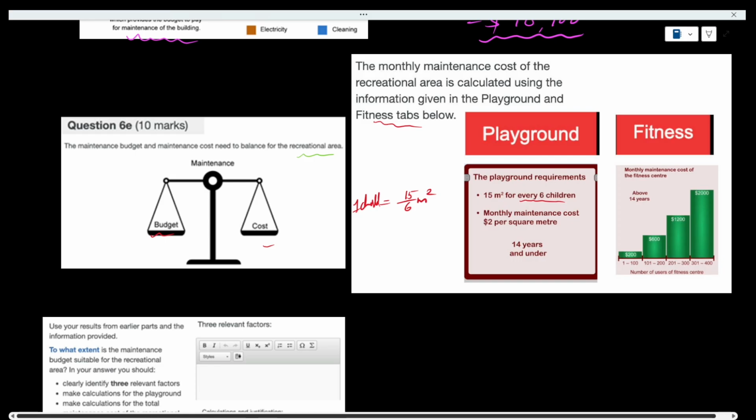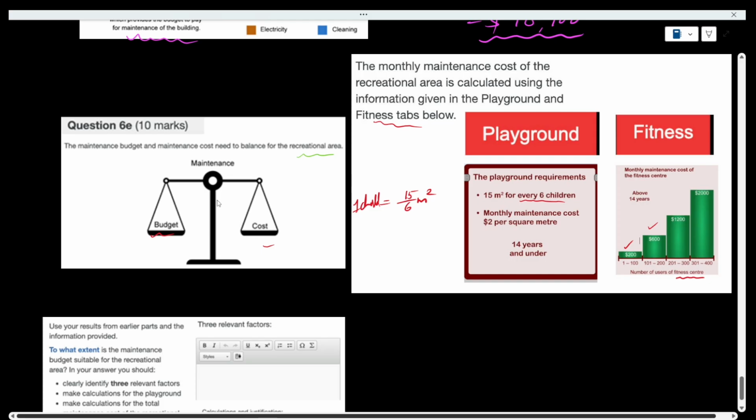Then after that, the fitness center: the monthly maintenance cost of the fitness center is for those above 14 years. Number of users in the fitness center: it's $200 if there are 1 to 100 users, then $600 if there are 101 to 200 users, then $1,200 if there are 201 to 300 users, and until 400 it is $2,000.